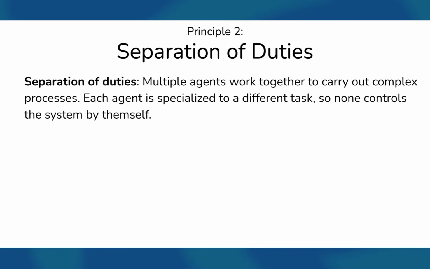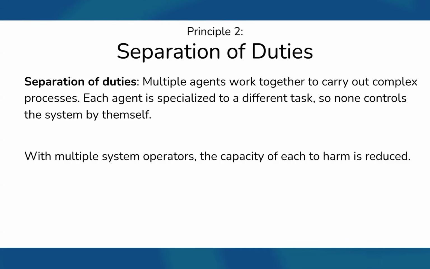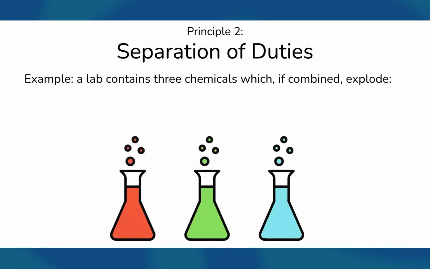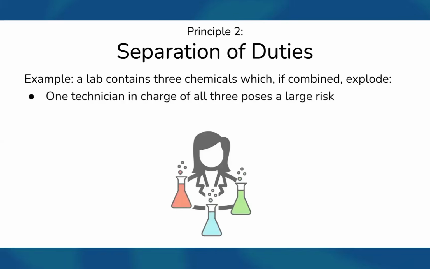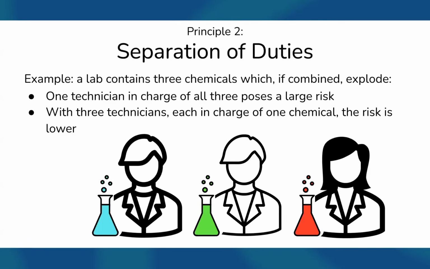So here, multiple agents work together to carry out complex processes, and each agent is specialized to a different task, so no system controls everything. With multiple system operators, the capacity to harm is reduced. As an example, let's say a lab contains 3 chemicals, which if combined explode. Well, if there's one technician in charge of all 3, then there's more of a risk. But if there's a separation of duties, if each agent is just in charge of just one of the chemicals, or there's one chemical for each agent, then we are not at as much risk.